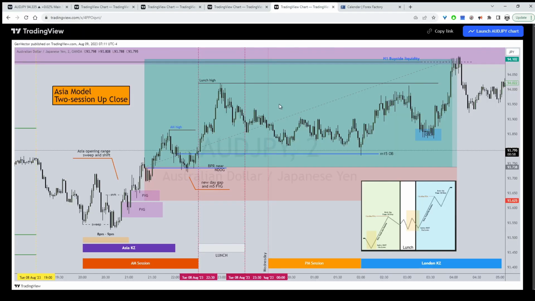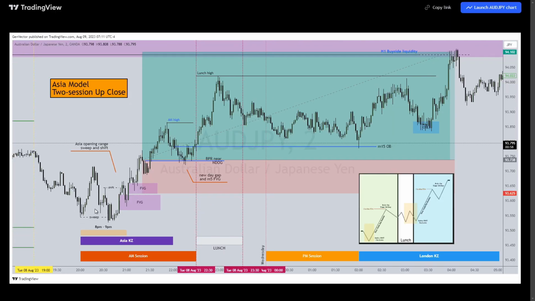Second example, this was a trade I was able to take. So it's a 2-session up close, so pulling in the intraday mapping. So these are these market profiles from month 10 indices, and I'm taking the same liquidity concepts and applying it to the Asia time frame, and I'm using AUD JPY as my pair of choice.